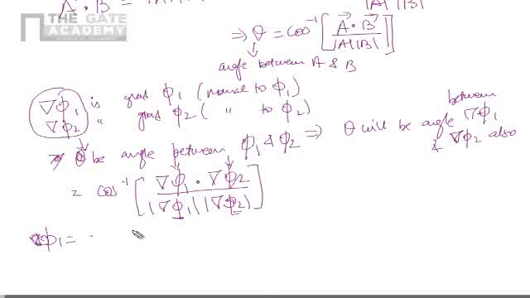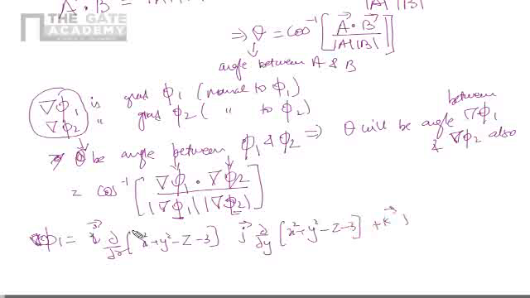I have to find i vector times dou by dou x of x square plus y square minus z minus 3, plus j vector times dou by dou y of x square plus y square minus z minus 3, plus k vector times dou by dou z of x square plus y square minus z minus 3. So del phi 1 will be i vector times 2x plus j vector times 2y plus k vector times minus 1.